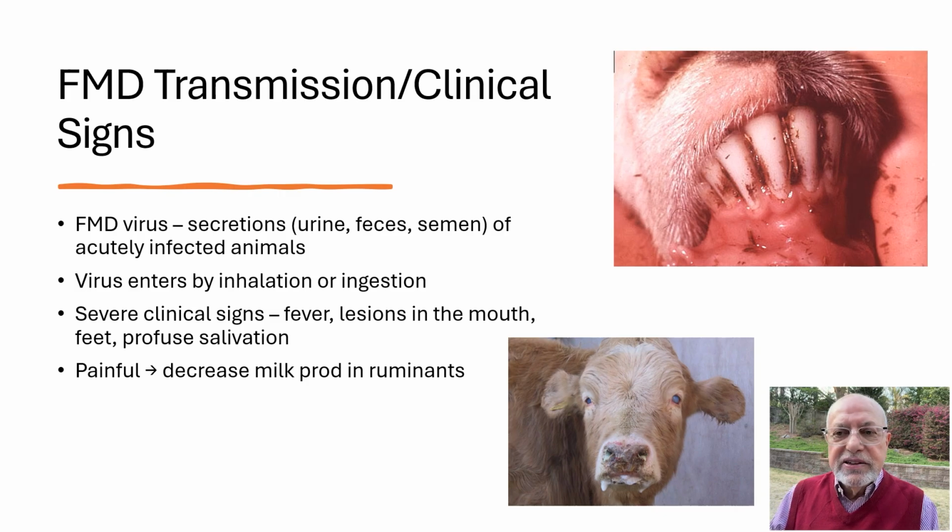The severe clinical signs you would see in these animals are a fever and lesions in the mouth and the feet, which is very classical. As you can see here, the top picture on the right-hand side is the mouth of a cow, which has some lesions, blisters in the mouth. There is profuse salivation, which you see in the bottom picture. So it's very painful. Cows cannot walk very well, so their production of milk goes down.